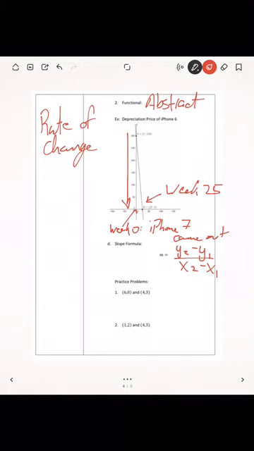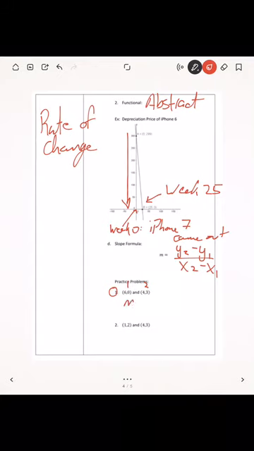So let's take a look at a practice problem and see if we can implement this formula. In this first practice problem, we have the point (6, 0) and the point (4, 3). The very first thing I want you to do is pick one of these points to be point 1 and one of these points to be point 2. It doesn't matter which you pick, so I'm just going to say that's point 2 and that's point 1, whatever.